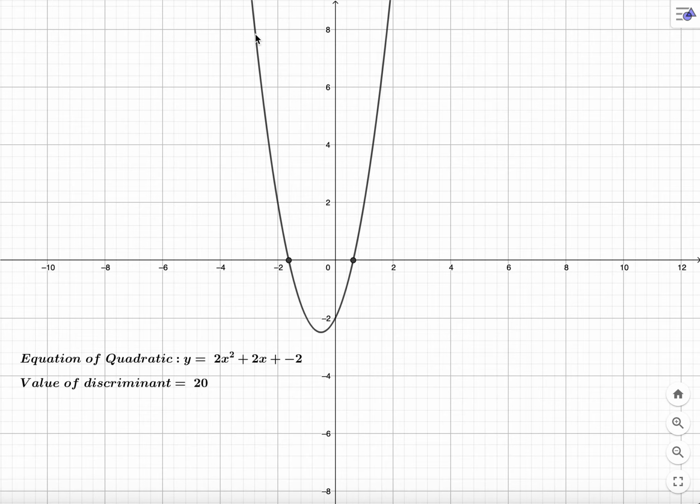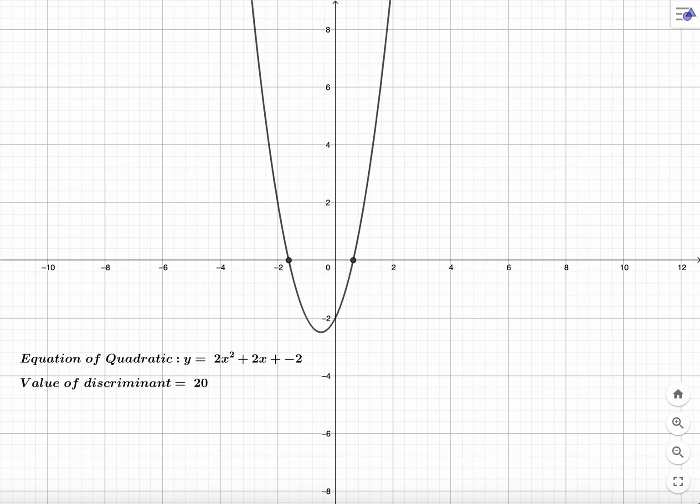So this is the curve y equals 2x squared plus 2x plus or minus 2, plus minus 2, sorry. And we can see that it has 2 distinct real roots. There is one here and one here, so that's 2 in total. What I want to do is I'm going to start changing some of these values, and I'd like us to see what's happening with the value of the discriminant.